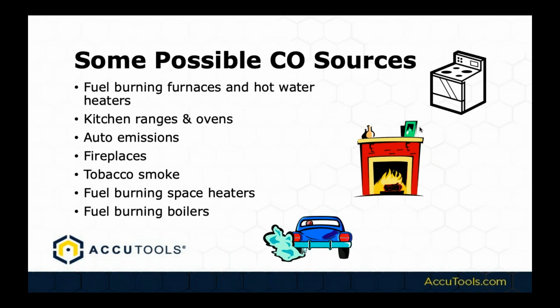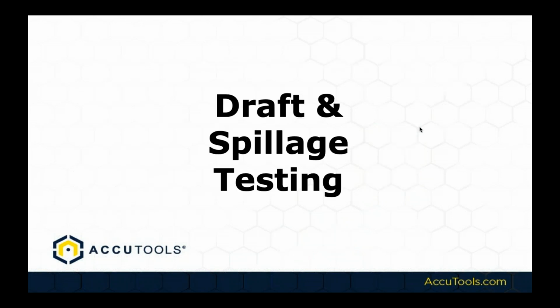But don't forget there's other possible sources: hot water tanks, fireplaces, cars in the garage. More than anything, auto emissions, people starting a car in the garage to get it warmed up, is a big producer of CO. But I've also seen ornamental fireplaces put off large amounts of CO. Tobacco smoke can do it also, space heaters. So just be aware, don't get that furnace fixation where you think everything could be fixed at the furnace, because there are other sources of CO that you have to be aware of.